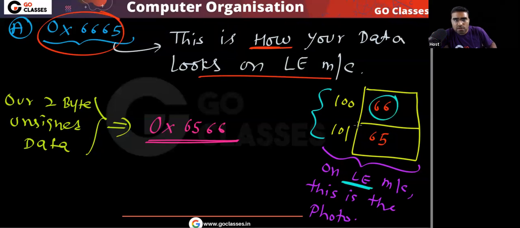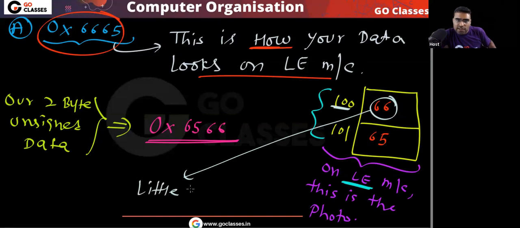It means that in the little Endian machine, we start with the little end. So can I say this is the little end of our data? Did you understand? This is the little end of our data, because in a little Endian machine, on the lower address, we put the little end.